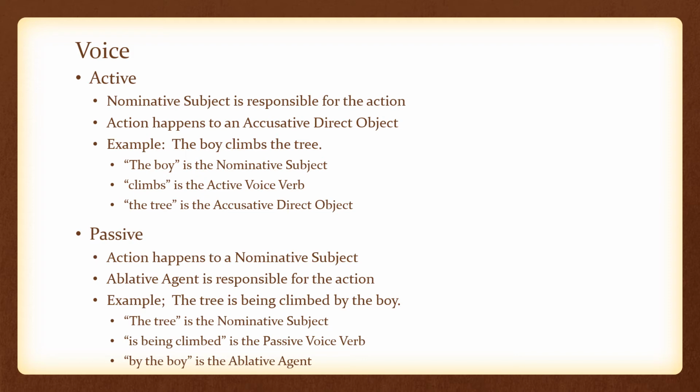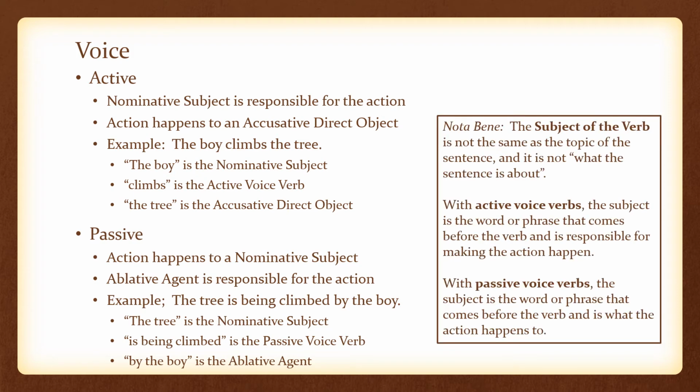Then there's passive voice. In passive voice, an action happens to a nominative subject, and an ablative agent is responsible for the action. For example, the tree is being climbed by the boy. The tree is the nominative subject, being climbed is the passive voice verb, and by the boy is the ablative agent. If you were to draw a picture of both of these sentences, the boy climbs the tree and the tree is being climbed by the boy, the picture would be exactly the same. The difference is in how we're discussing it in the English language with the verb, whether the verb is active voice, subject responsible, or whether the verb is passive voice, ablative agent responsible.